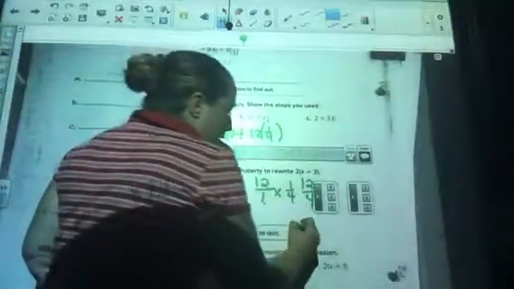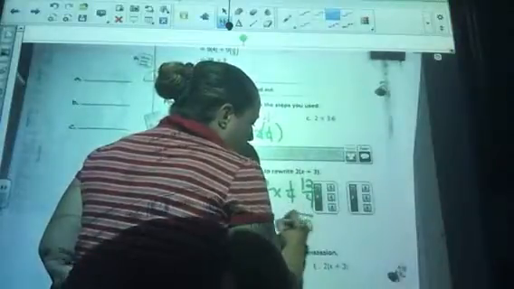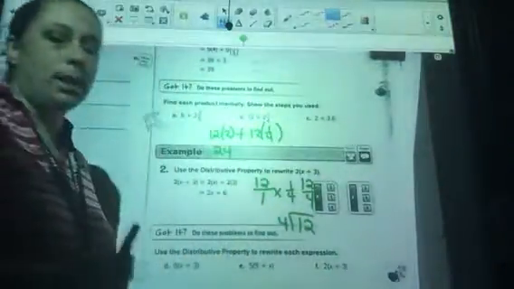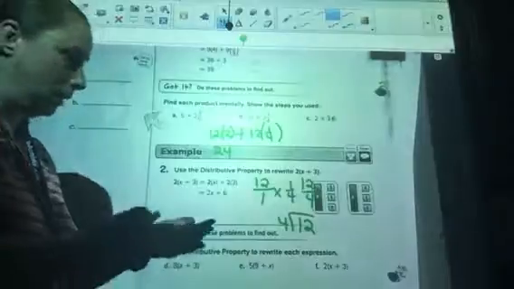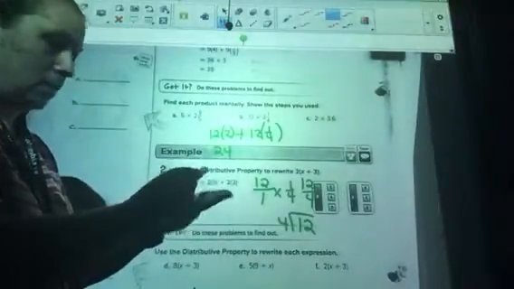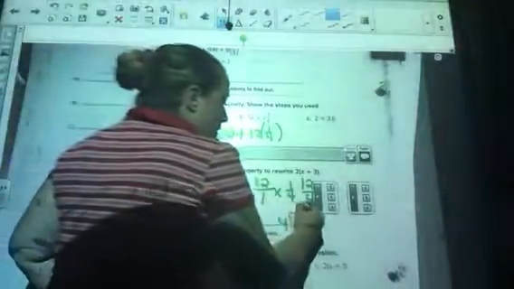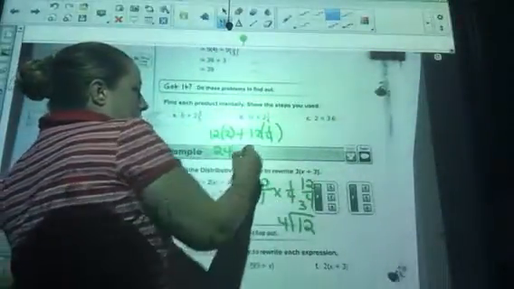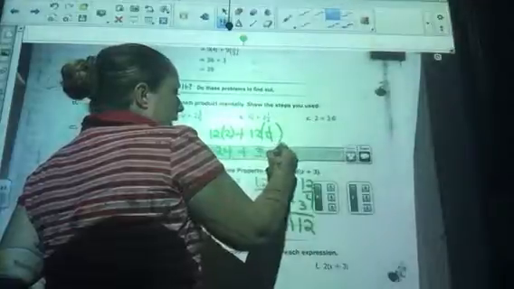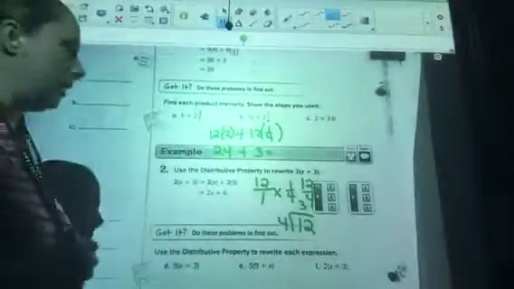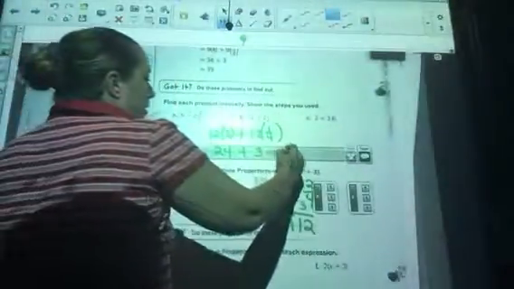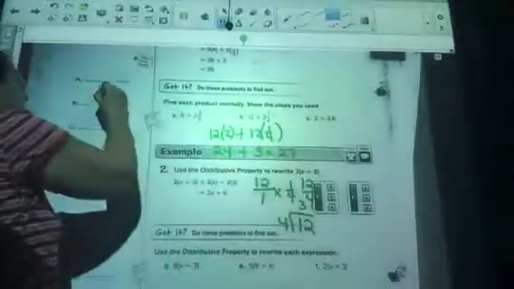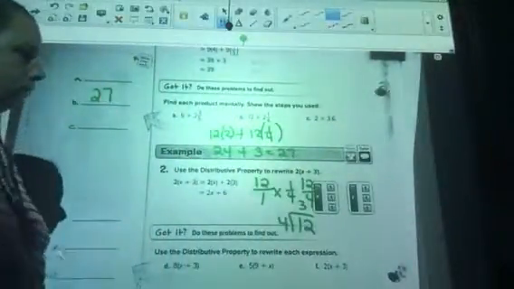So for this, you would take 12 divided by 4. And you're going to think to yourself, how many times can 4 go into 12? Well, 4, 8, 12, 3 times. So the answer for this part is 3. Now we just simply add 24 plus 3. And you would get 24 plus 3 is 27. So your answer is 27.